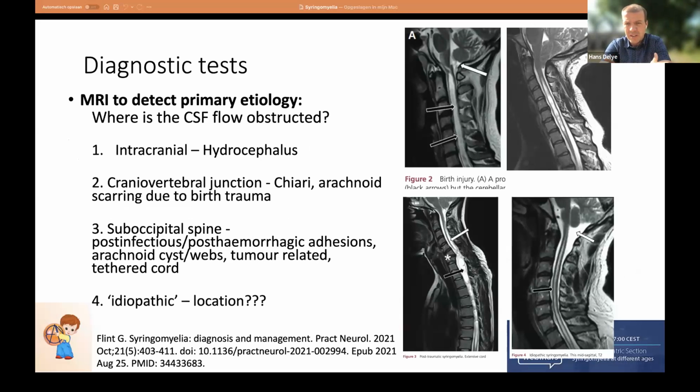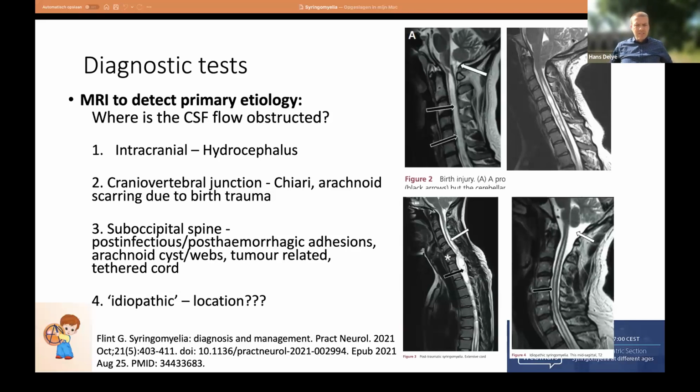Could be intracranial, could be a hydrocephalus, leading to a secondary obstruction of the craniovertebral junction, or it could be primarily the craniovertebral junction itself, like a Chiari malformation or arachnoid scarring due to birth trauma. A large group of problems could be the suboccipital spine, so post-infectious or post-hemorrhagic adhesions due to a trauma or due to some bleeding. Arachnoid cyst, tumor-related, tethered cord.